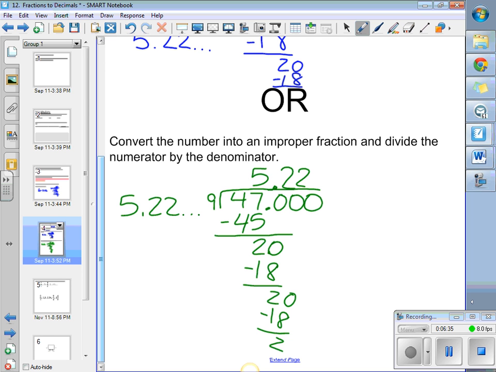Hopefully, at some point, you learned bar notation for repeating decimals, where we put 5 and 2/10 like that, with the bar over it for a repeating decimal. That is acceptable notation, unless you're told to terminate it at some point, to round it at some point.